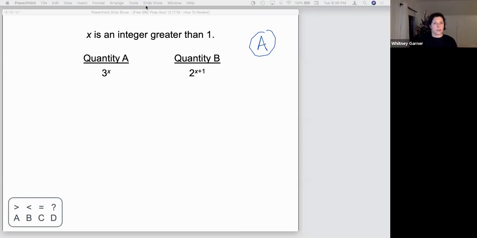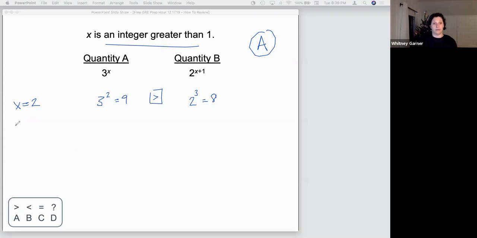A lot of you got this one exactly right, where it's like, okay, x is an integer greater than 1. So let's make x equal 2. That would make this 3 squared and 2 to the third. If you're reading the explanation and you're like, oh my God, I didn't even think about testing out numbers, I was just trying to guess, then you would stop and start testing out numbers. In this case, we get 9 and 8, which makes quantity A bigger.